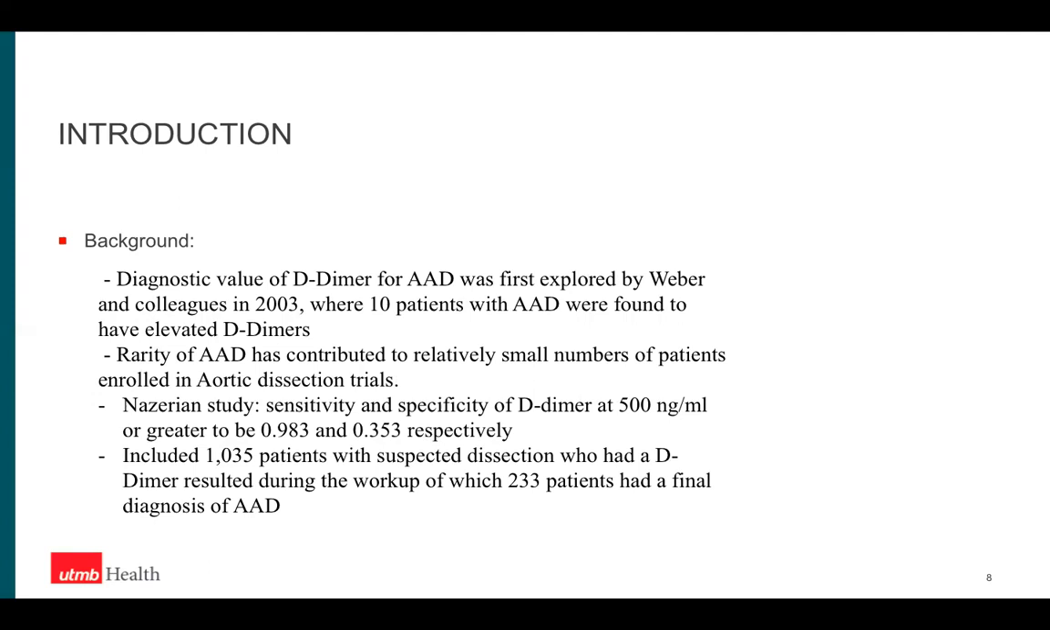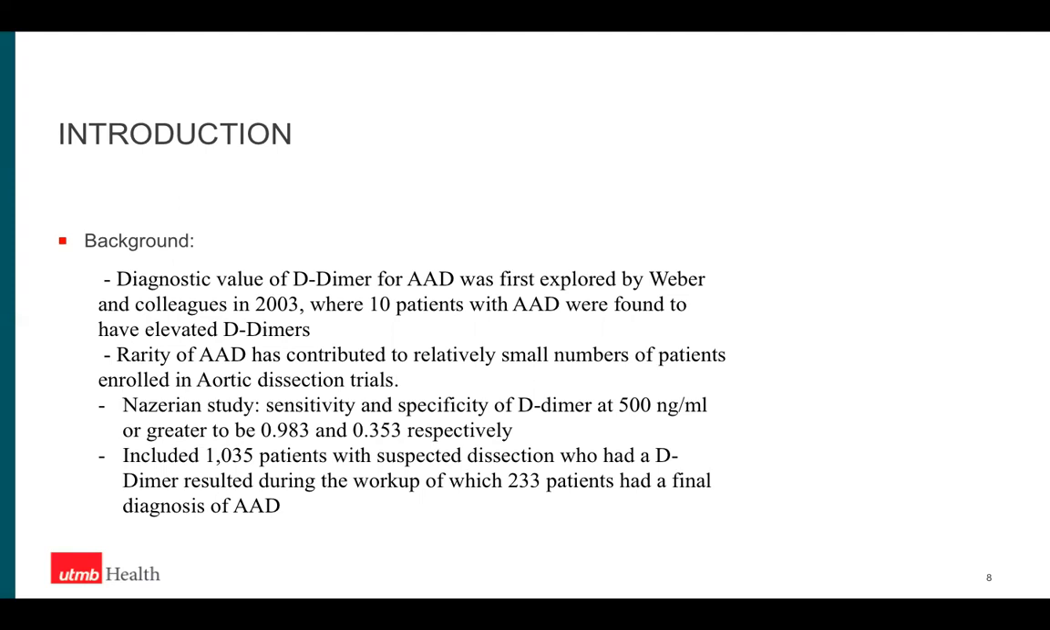The diagnostic value of the D-dimer was first explored by Weber and colleagues in 2003. Ten patients with acute aortic dissection were found to have elevated D-dimers. This, however, has been difficult to study as the rarity of the diagnosis of acute aortic dissection has contributed to a relatively small number of patients being enrolled in aortic dissection trials.